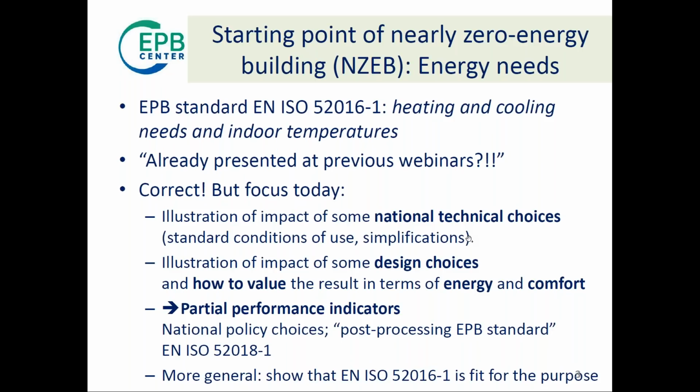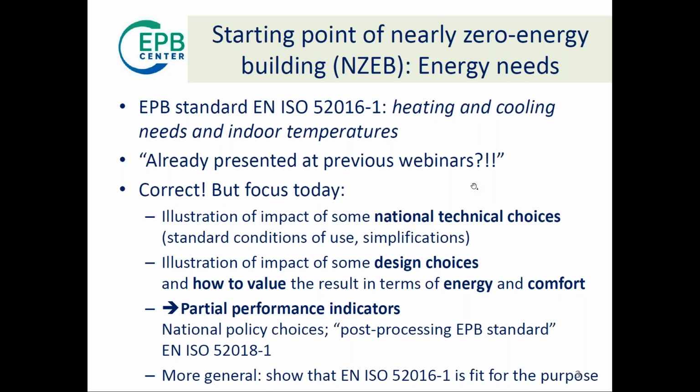And this brings us to the partial performance indicators. These are actually national policy choices, and we have the EPB standard EN ISO 52018 part 1 for this, which we call a post-processing standard because it gives you the indicators. In this case, the indicators dealing with the building fabric and the energy needs for heating and cooling. And more in general, I hope to show in this presentation that EN ISO 52016 part 1 is fit for the purpose, and also the spreadsheet that we use for showing this fits the purpose.